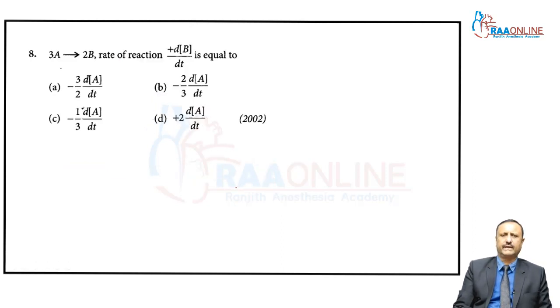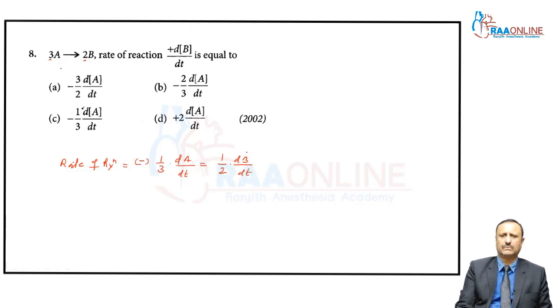Here, my dear students, question number 8: 3A2 gives 2B. Rate of reaction, according to the rate law, for the reactant is equal to minus 1 upon 3 dA upon dt, and for the product it is 1 upon 2 dB upon dt, because here 2 is present and there 3 is present. So this is the rate equation, and both are equal in this way.